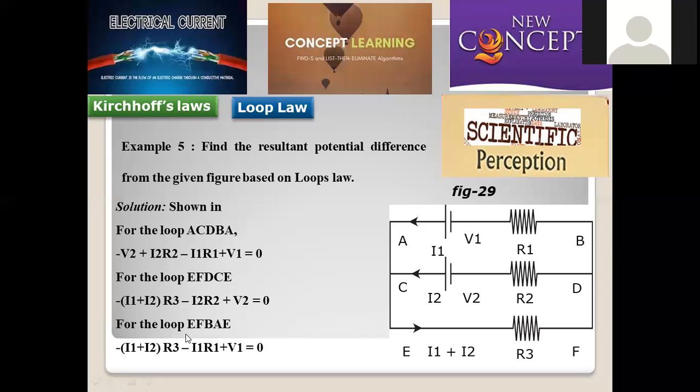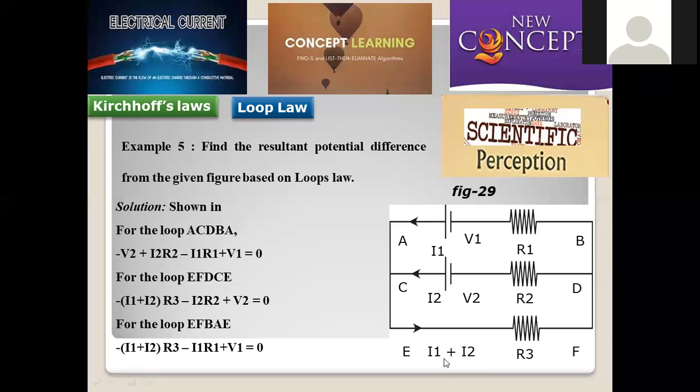Now let us apply the third loop. Starting from E again. E was taken, F was taken, B, A, E. The big loop is taken into consideration. In this big loop, let us see how many batteries are there. Only one battery. How many resistors are there? R3 resistor and R1 resistor. We have to find the potential difference for one battery and two resistors. Let us find out here.